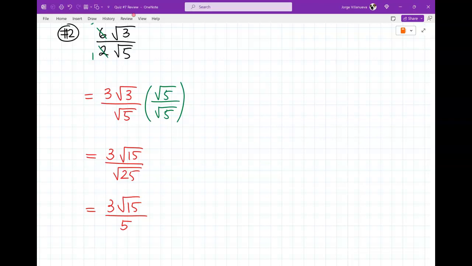And the square root of 15, can I do anything with that? No, because what are the factors of 15? 1 and 15, 3 and 5, and none of those have nice square roots. So we're done. This problem's done.